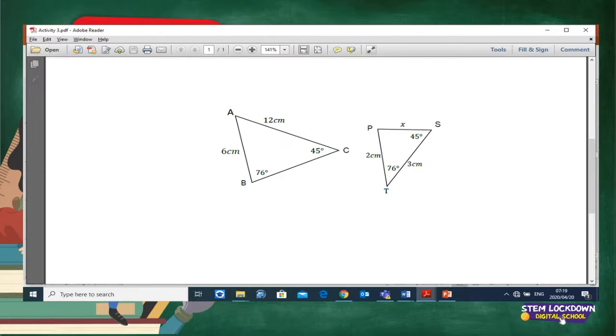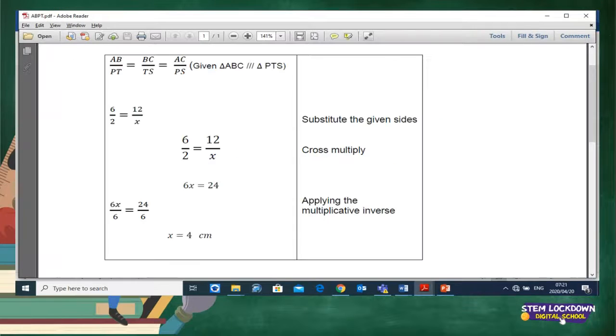So this means you are going to now equate AB over PT will be equal to AC over PS in order to find that missing side. And from there, really, you can just do your calculations. You can find now the value of X as reflected in the example that follows.